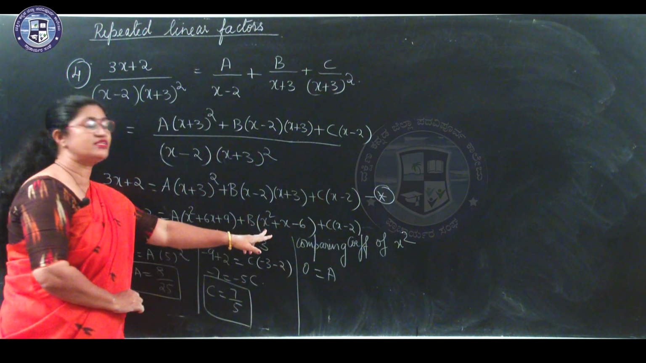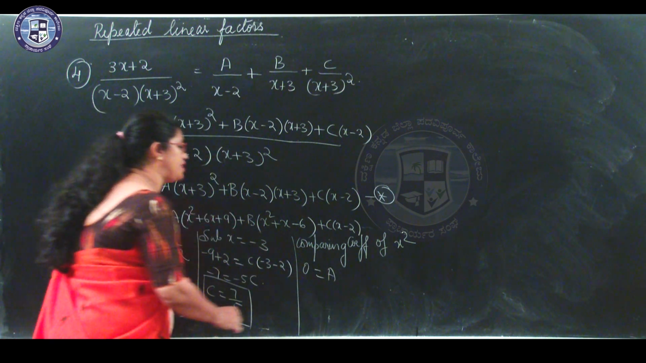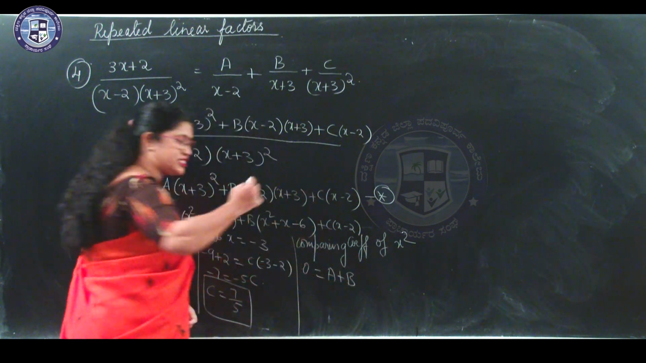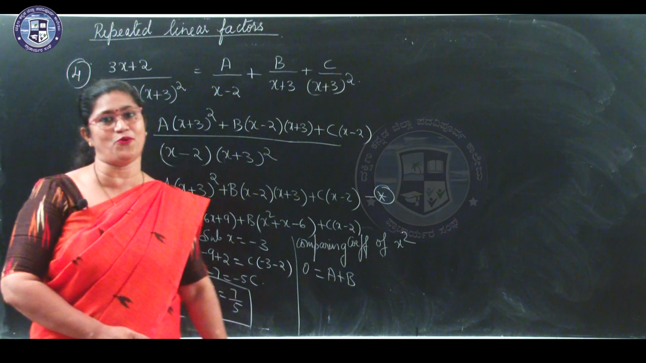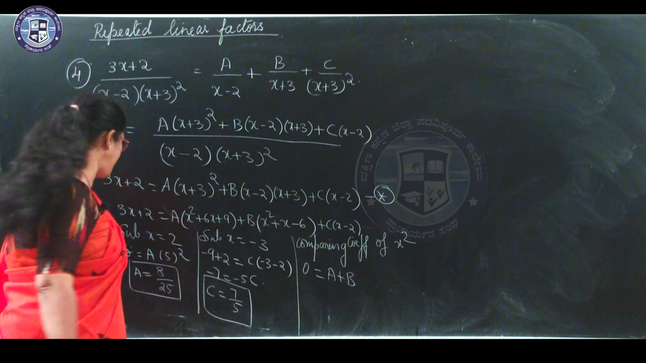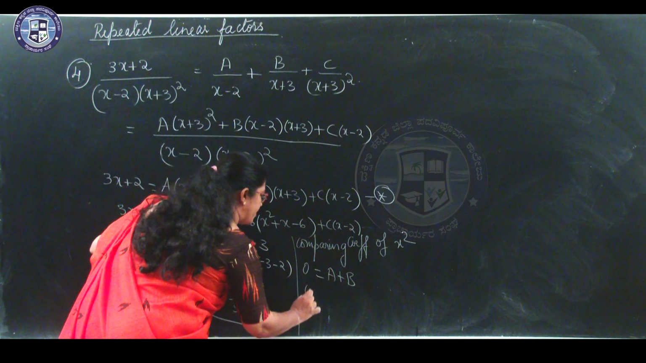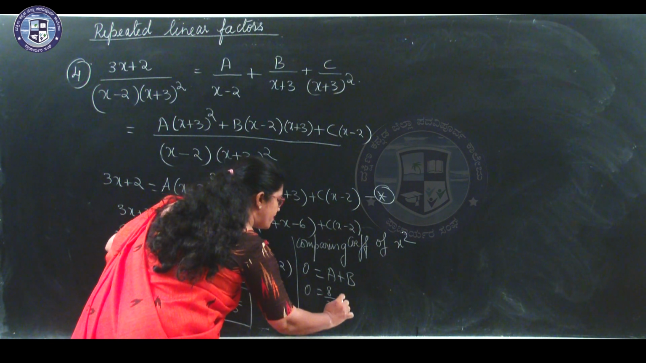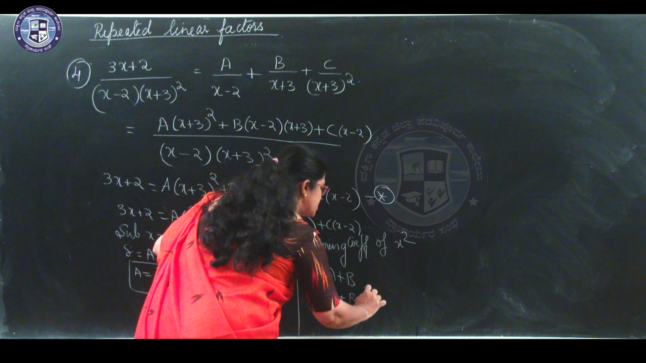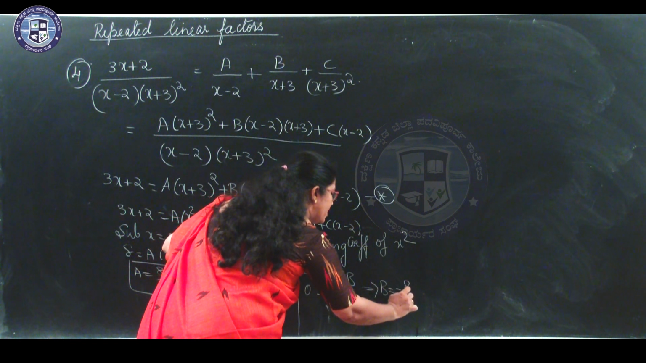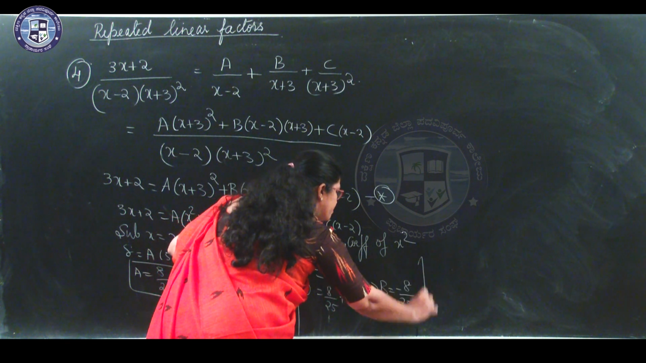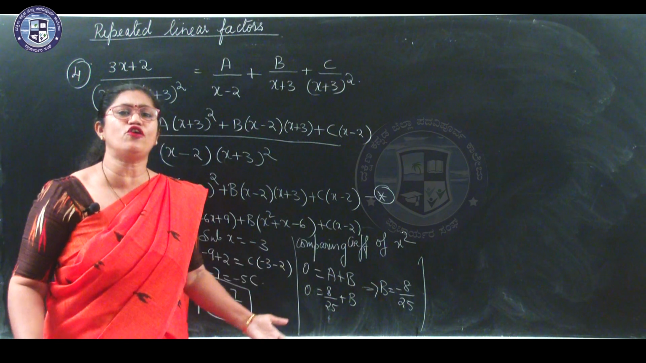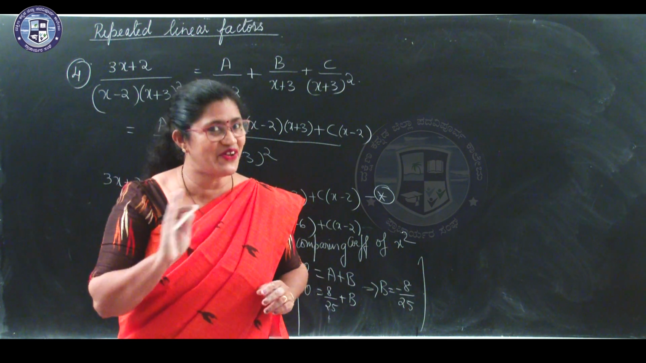But there is another term with x square, its coefficient is just ab. I get again a plus b is equal to 0. Substitute the value of a, we know already a is 8 by 25, 0 equal to 8 by 25 plus b, or this implies b is minus 8 by 25. So, you got the value of a, got the value of b, got the value of c, now over.